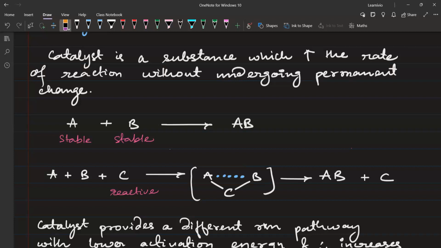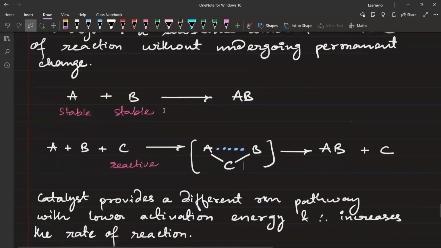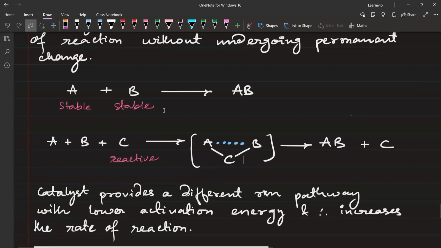Temporarily, C's configuration and structure are all changing, but it is not undergoing a permanent change. Make sense how a catalyst works? Now, because C is very reactive, this reaction will be quite easy. C will easily react with A and B, and when C is attached with A and B, the reaction between A and B will also be easier. So it is giving a completely different pathway with a lower activation energy, and therefore it increases the rate of reaction. This is a very important line: catalysts provide a different reaction pathway with lower activation energy, and therefore increase the rate of reaction.